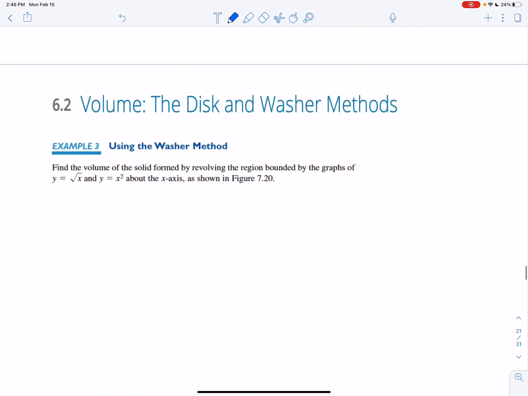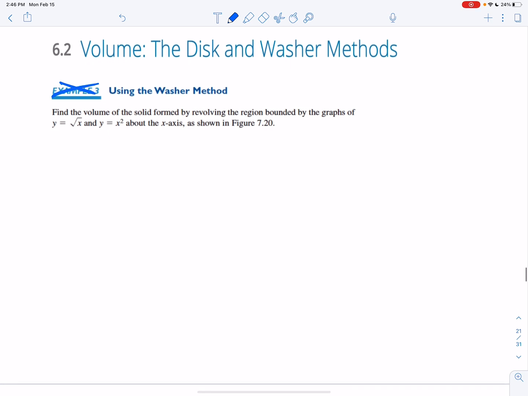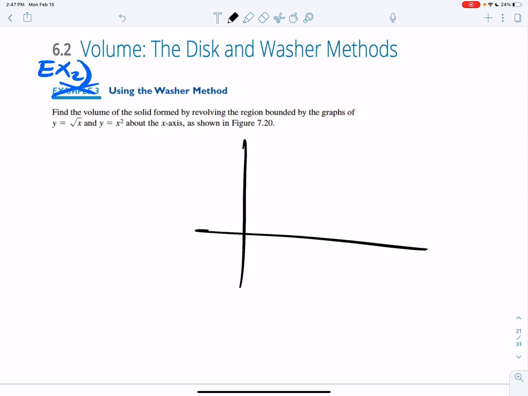Here we go. Here's example 2. Write this down in its entirety, and then we'll shorthand everything afterwards. All right. First thing you want to do is graph, just like the last one. Here we go. So for red, I'll use y equals the square root of x, which is just the hook.